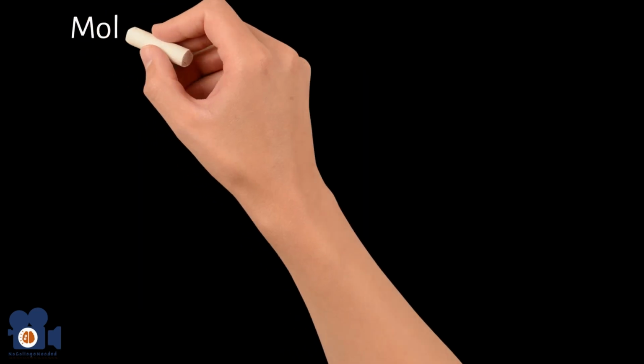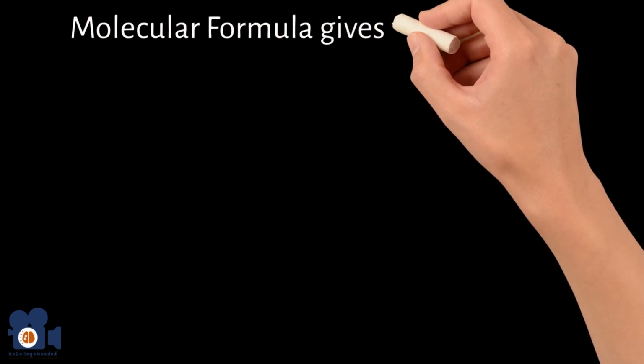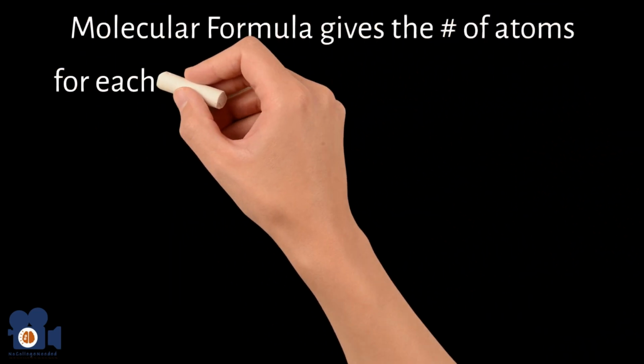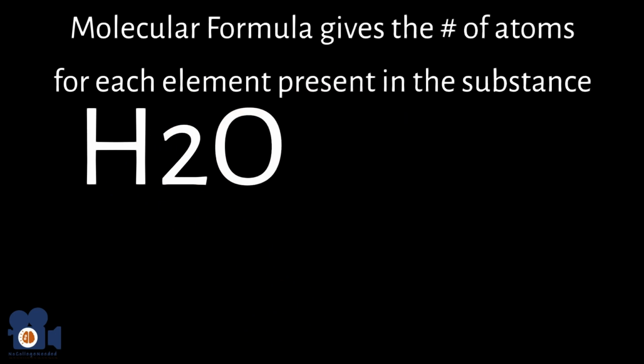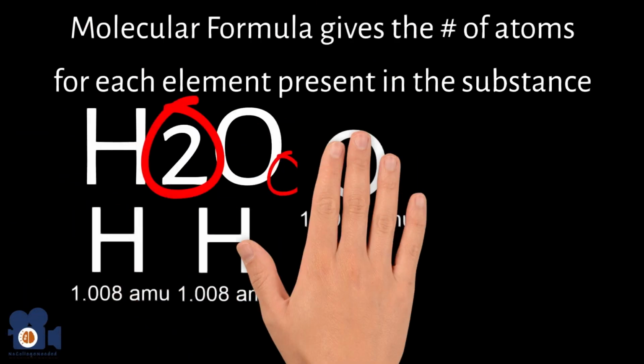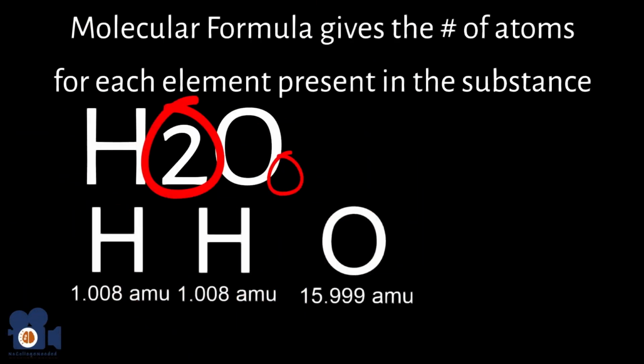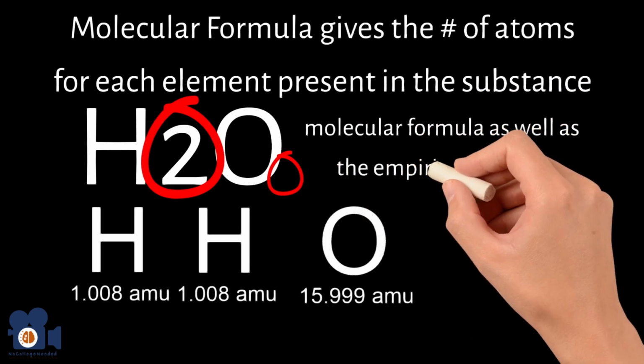As discussed in Unit 2, the molecular formula of a substance provides information about the proportionate quantity of atoms for each element present in the substance. For example, in H2O, there are 2 hydrogen atoms to 1 oxygen atom, and as stated in the previous video, there are 2 moles of hydrogen to 1 mole of oxygen in 1 mole of water. In the case of water, H2O is the molecular formula as well as the empirical formula.